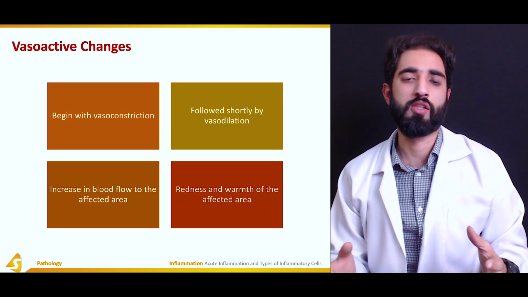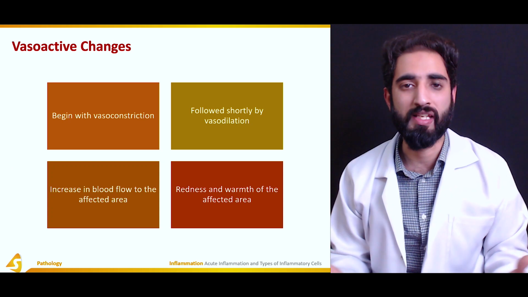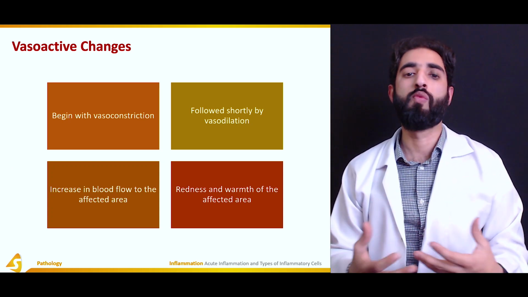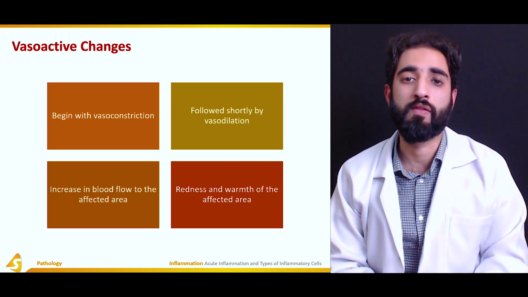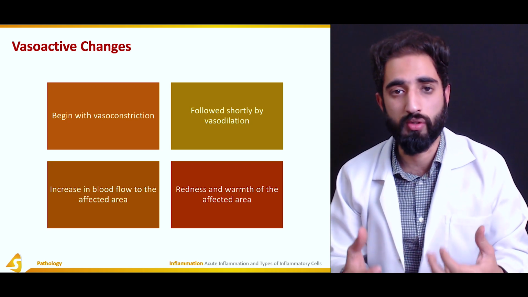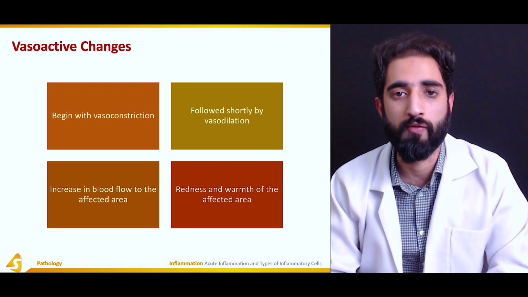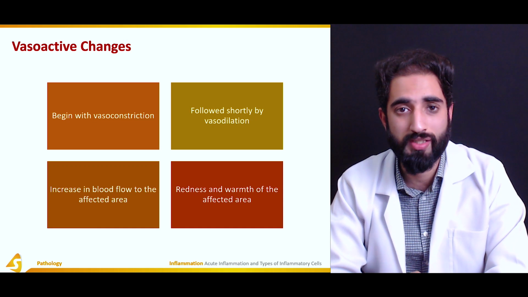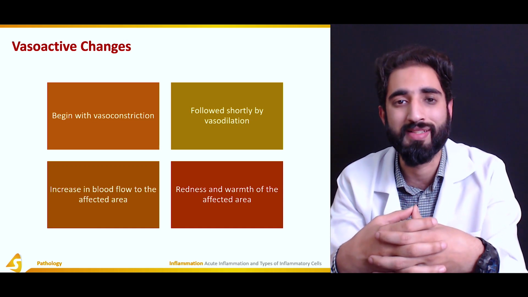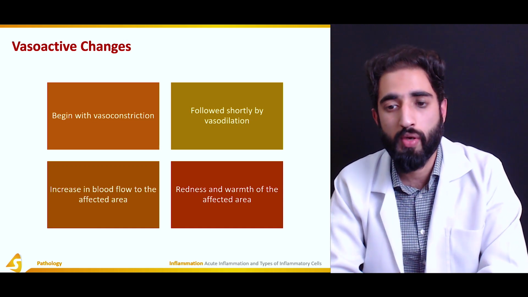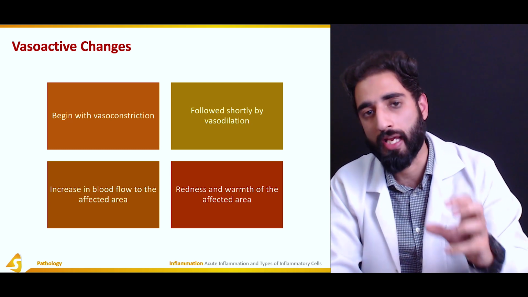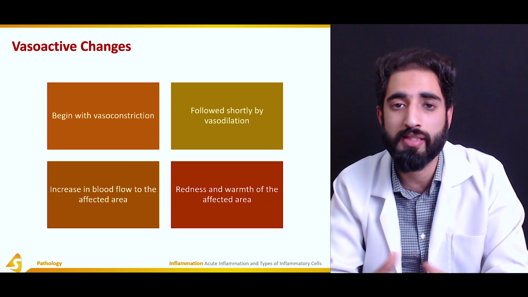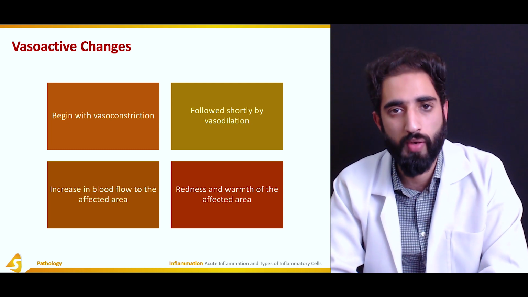So vasoactive changes are very important because, as we said, it is basically the vascular response. What are the vasoactive changes that occur during the inflammatory process? It starts off with vasoconstriction, which is that the lumen of the blood vessels decreases in size, which is followed in a very short amount of time by vasodilation, which is the increase in the lumen of the blood vessels.